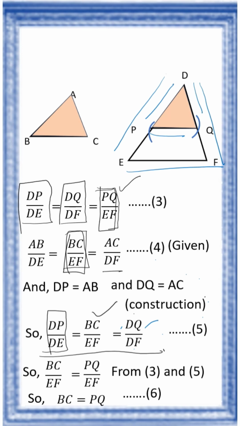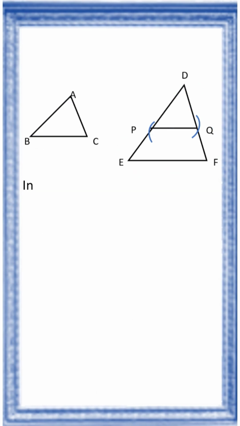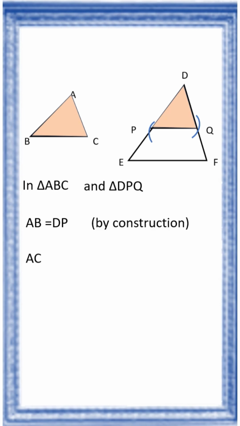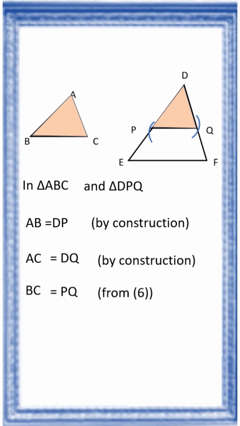So observe, BC is equal to PQ. Now in triangle ABC and triangle DPQ, we have AB is equal to DP by construction, AC is equal to DQ by construction. Just now we have proved that BC is equal to PQ from 6. It implies that triangle ABC is congruent to triangle DPQ by SSS criterion of congruency.